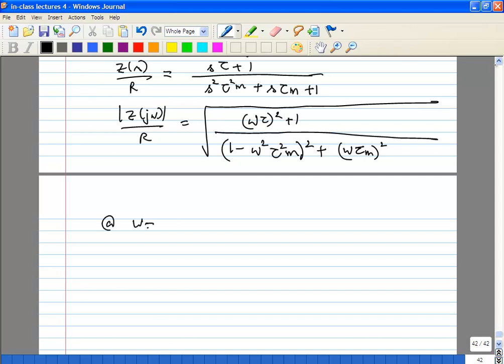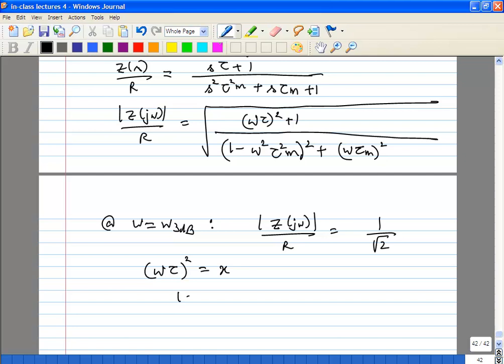So what do we know? Let's say the new 3 dB cutoff is omega 3 dB. We know that this will be 1 over root 2. So you can just take this and equate it to 1 over root 2. Okay, so let's simplify the expression. Let us say a new variable, omega tau the whole squared, is x.